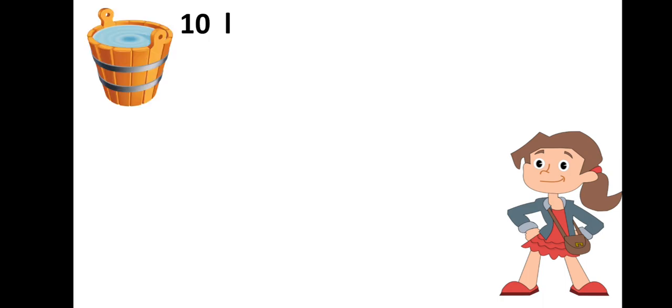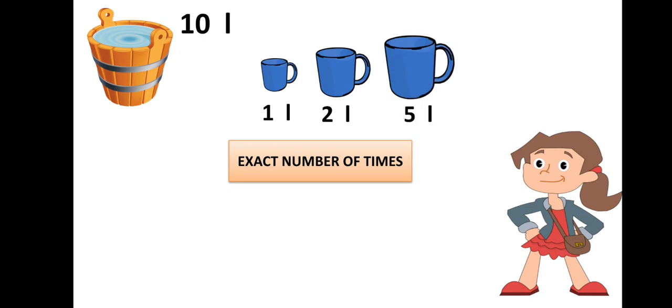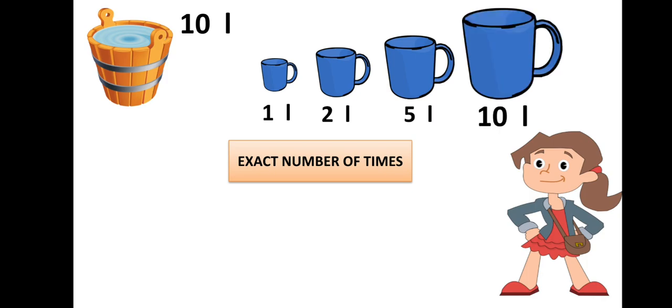So Jenny first took the 10-liter bucket and thought how to measure it in an exact number of times. She thought she can take a 1-liter mug so that she can measure the bucket 10 times, or else she can take a 2-liter mug. If she takes a 2-liter mug, she can measure it 5 times, and if she takes a 5-liter mug, she can do it 2 times. And if she gets a mug of measurement 10 liters, she can do it one time only. So these are the options she had.